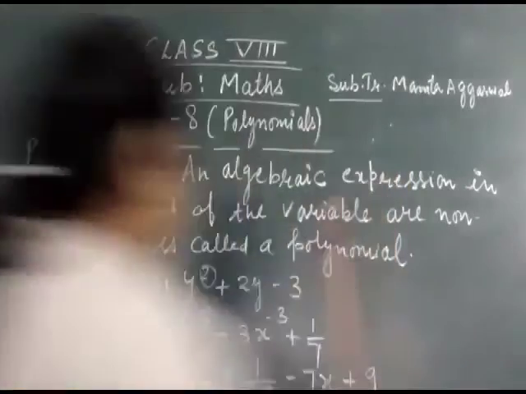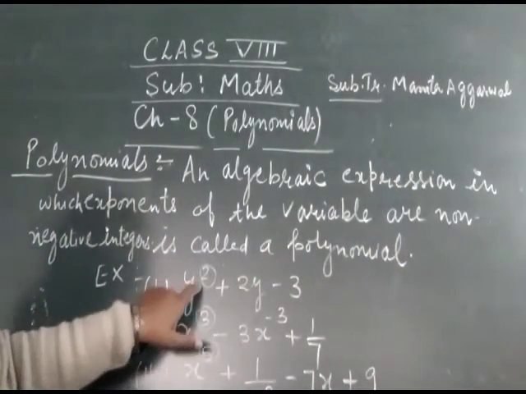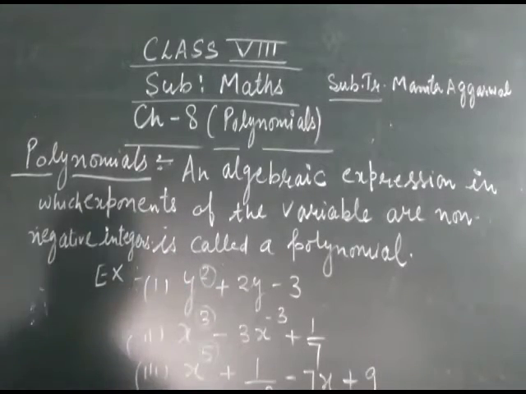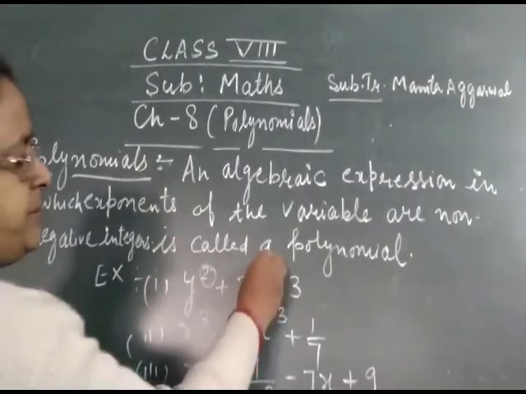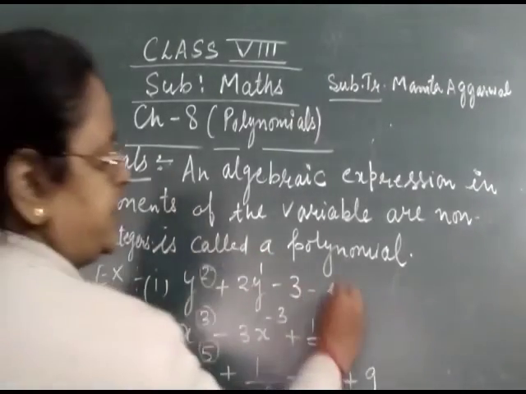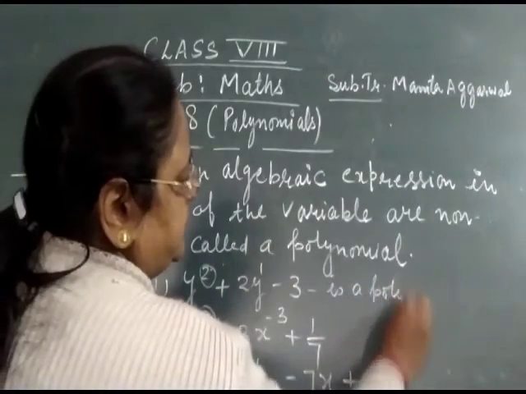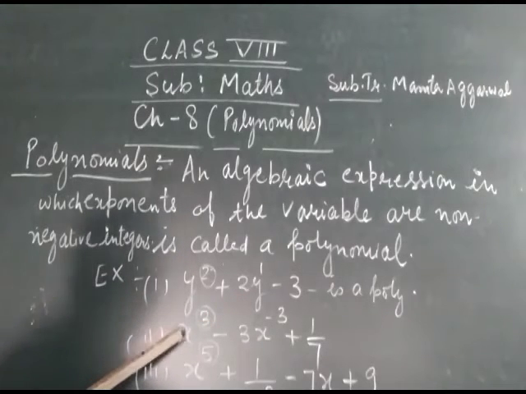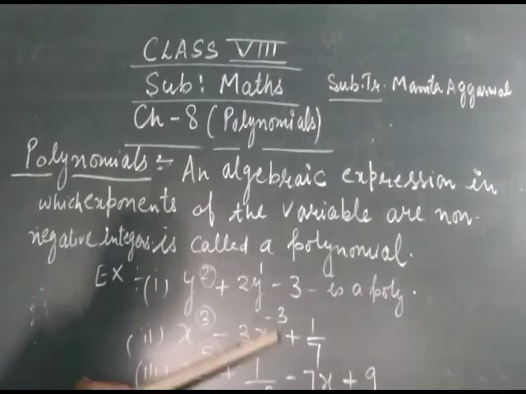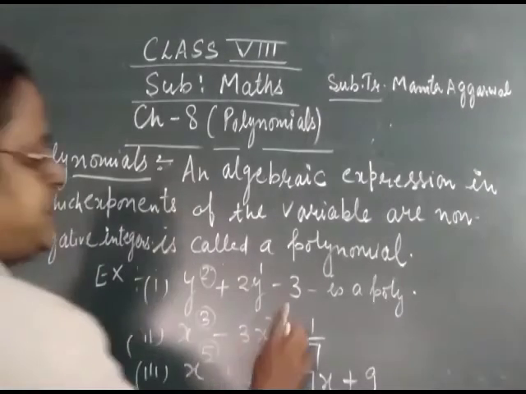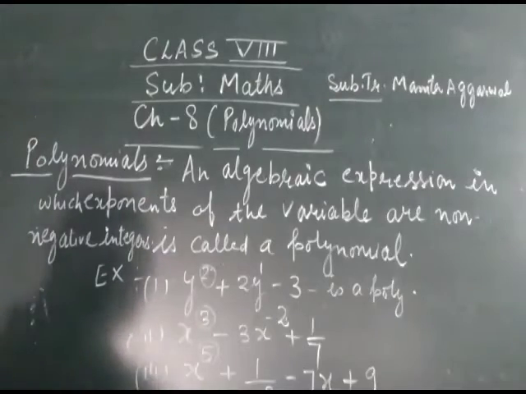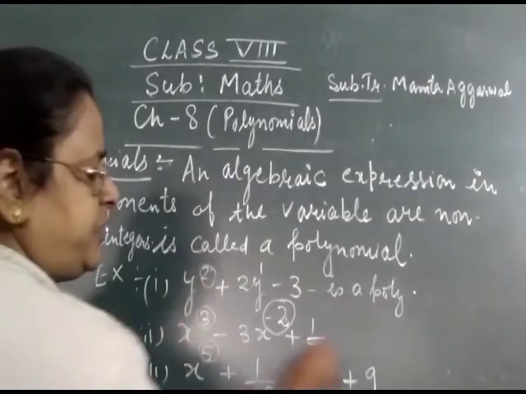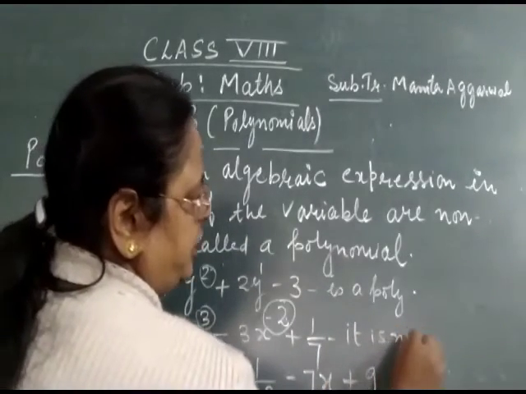Listen students, if the exponent is positive, then we can say this is a polynomial. Here y power 2, y square, and here the power is 1. Then we can say it is a polynomial. This is a form of a simple polynomial in variable y. Now in the next example, it is x power 3 minus 3x power minus 2, we can write here. This is a negative power here. When the power is negative, it is not a polynomial.